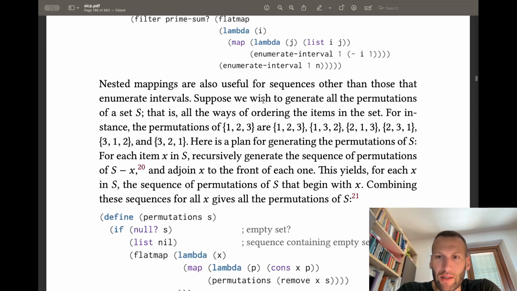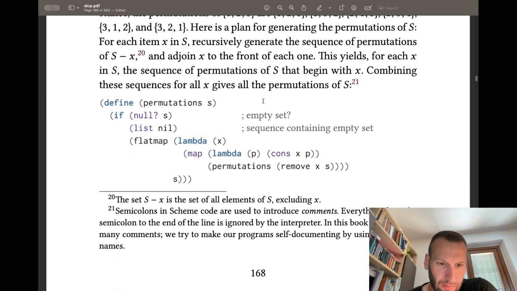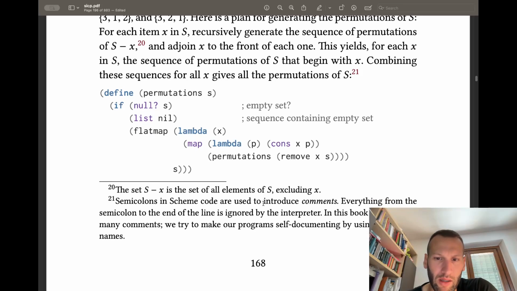Here is a plan for generating the permutations of S. For each item x in S, recursively generate the sequence of permutations of S minus x and adjoin x to the front of each one. This yields, for each x in S, the sequence of permutations of S that begin with x. Combining these sequences for all x gives the permutations of S. Of course, the set S minus x is the set of all elements of S excluding x.